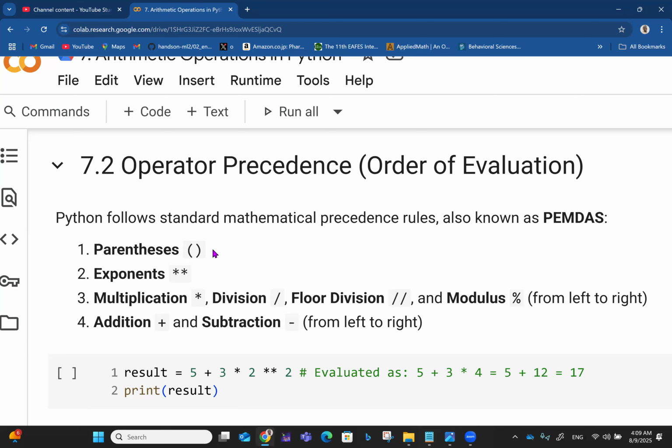So of course, if there are parentheses, you deal with them first. Then next you go to exponents, and then you deal with multiplication, division, floor division, and modulus from left to right. They are at the same level, so whichever one you have at the left, you deal with it first. Then finally, you have addition and subtraction, also from left to right. So if subtraction comes first, you do it first. If addition comes first, you do it first, from left and so on.